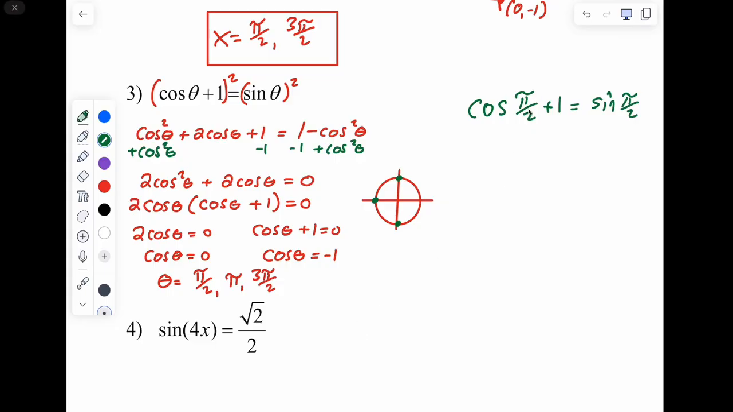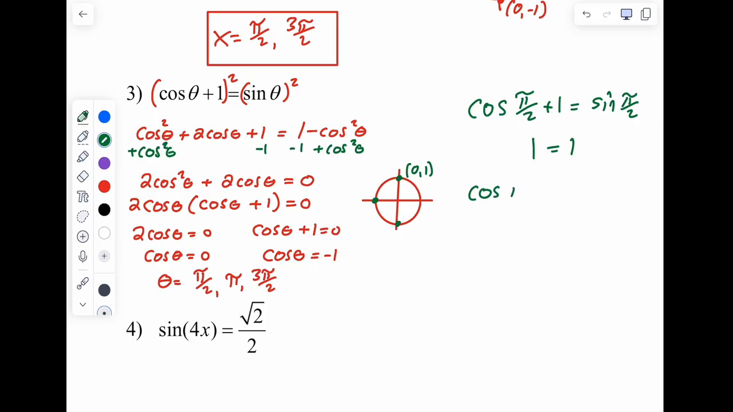All right. Cosine of pi over 2 is 0. We just did this one, right? We know this is 0. And so that would be equal to 1. This point right here is 0, 1. So sine of pi over 2 is 1. So 1 equals 1. Checked. Okay, that sounds good. Let's check the next one.